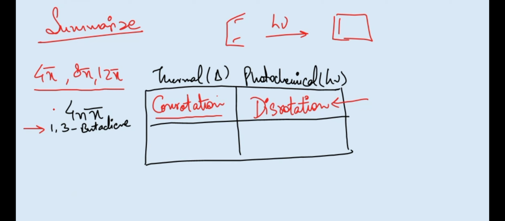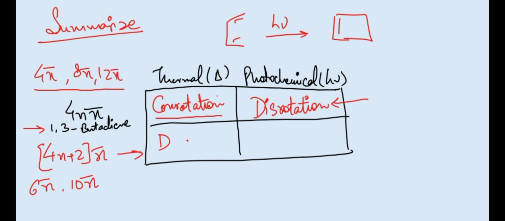Now let's see what happens if a system contains 4n plus 2 pi electrons. If a system contains 6 pi electrons, 10 pi electrons, in these cases the thermal reaction is followed by disrotation, and the photochemical reaction is followed by conrotation.